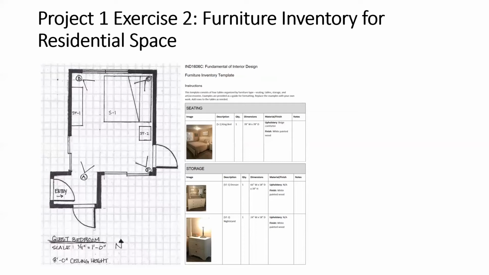The dresser and the nightstand are both storage units, and so the first part of their furniture designation is ST, which is short for storage. The dresser is the first one, and the nightstand is the second one. And you can see here on my furniture inventory, I have one of each of those. You can see I provided the dimensions and the material as well. Now you'll do the same thing for all of the furniture pieces in your space.